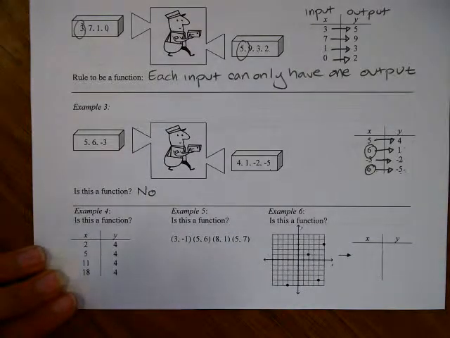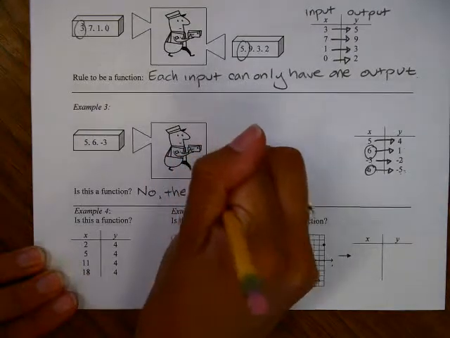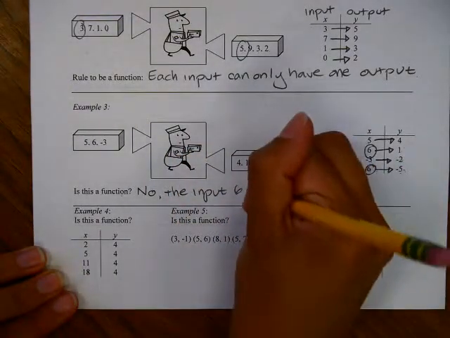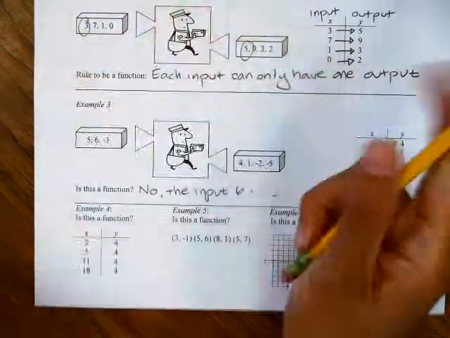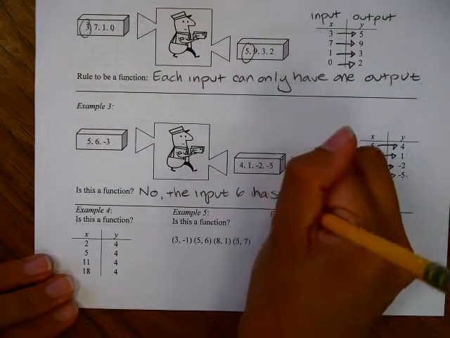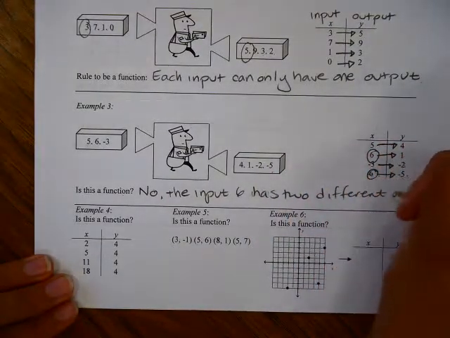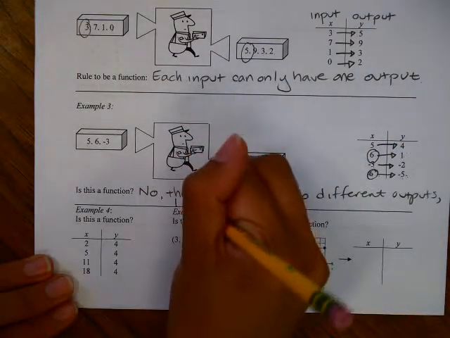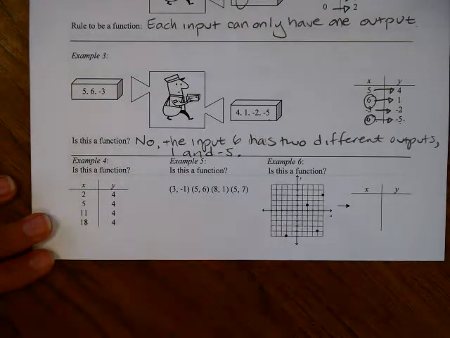But I do want you to get a little bit more specific and give me the reason. The input 6 has two different outputs, 1 and -5. Go through these 3 examples on your own by pushing pause.